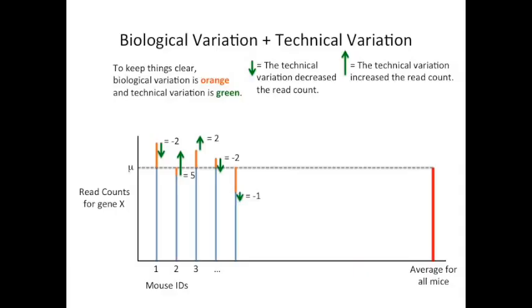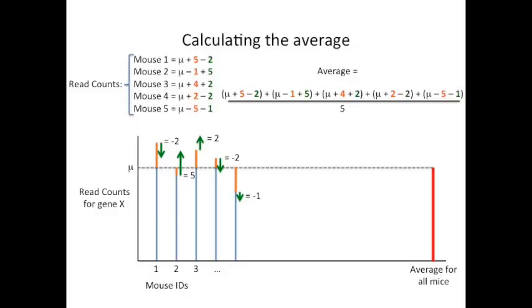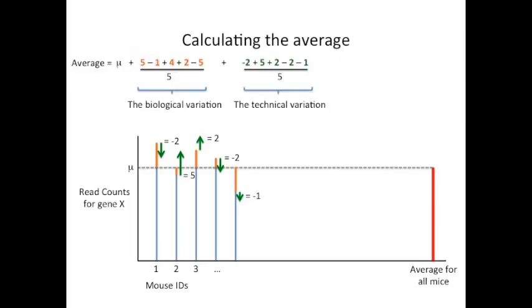And here we see the effects of technical variation on all 5 mice that we sampled. Just like before, we can represent the read counts for each mouse using a fancy equation. Like before, we've got mu plus the biological variation, but now we also have the additional technical variation. We can use these fancy formulas to calculate the average.